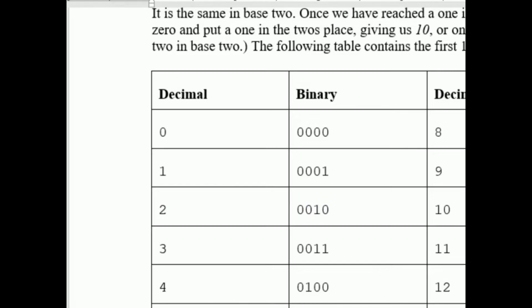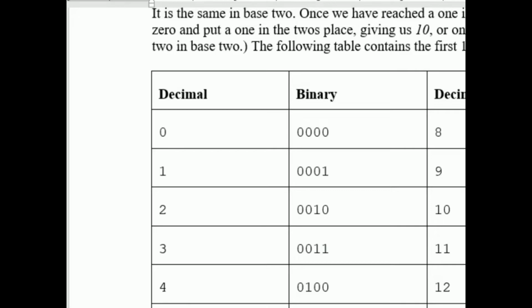We reach the last digit in base 10, which is 9, so we put a 0 in the 1's position, and we add 1 to the digit in the 10's position, giving us 1, 0, or 10. We can resume counting in the 1's position, giving us 1, 1, or 3, a 1 in the 2's position and a 1 in the 1's position.